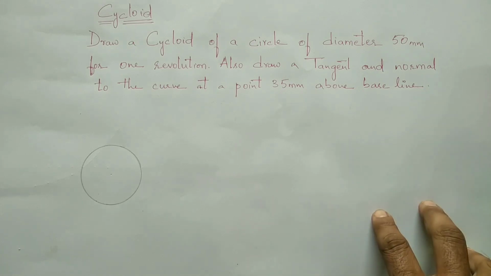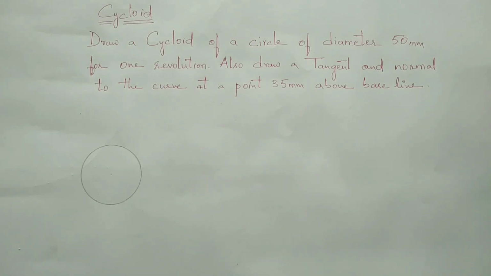In this one we are going to see it by the usage of pencils and everything, construction-wise, that I am going to explain in this video. The question says: draw a cycloid of a circle of diameter 50 mm for one revolution. Also draw a tangent and normal to the curve at a point 35 mm above the baseline. So here I need to construct a cycloidal curve when a circle is rotating for one complete revolution.